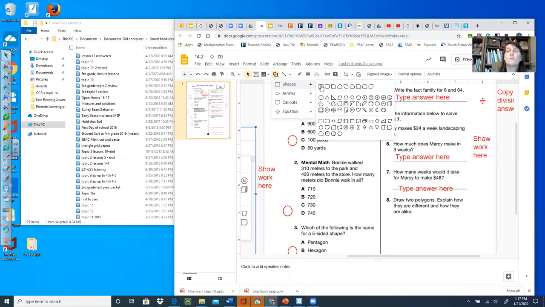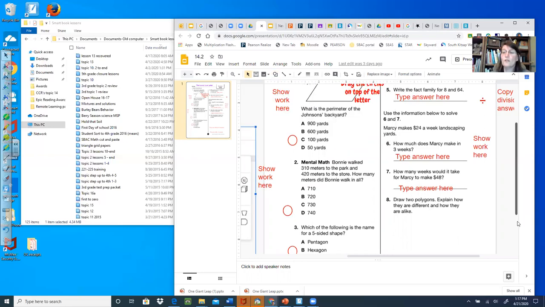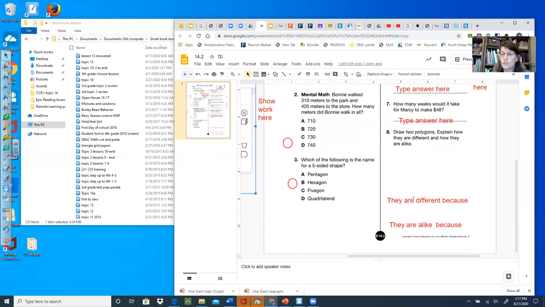You could do a square and a triangle. You could do a rhombus and a trapezoid. You could do pentagon, hexagon, octagon. It's your choice. You're picking two shapes. Then, after you've drawn your two shapes, you need to finish these statements. They are different because. Don't make one of them purple and one of them pink and say they're different because they have different colors. That's not what we care about. We care about how many sides they have. We care about their angles.